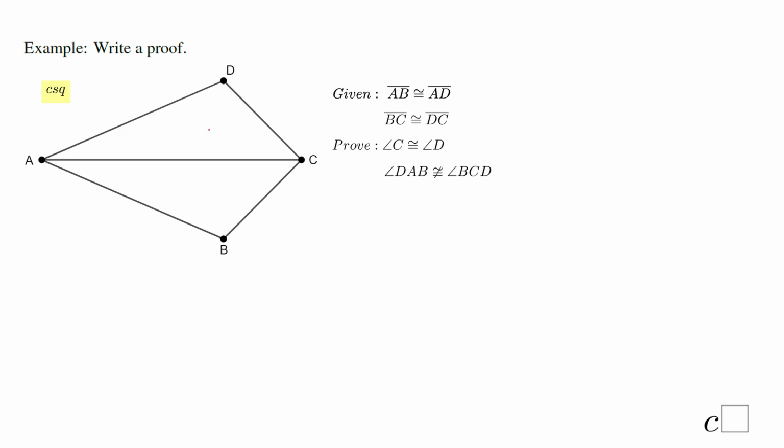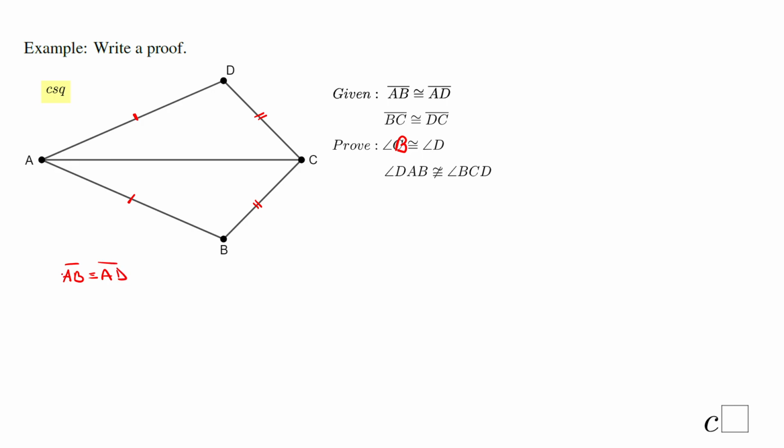Given again that AB congruent to AD, BC congruent to DC. So again we have a kite. We need to prove that angle B is congruent to angle D. Okay, yeah, that's the way, and these two angles are not congruent. Okay, so let's take a look first at the first part. We're gonna go into these two triangles, ADC and ABC.